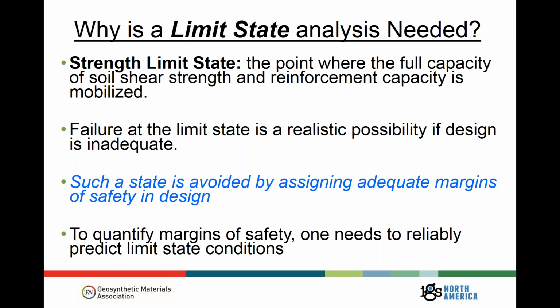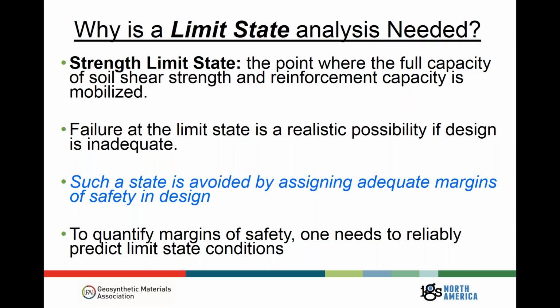Why do we need a limit state analysis? Let's talk about the strength limit state. That strength limit state is one piece of design of geosynthetic reinforced soil structures, and basically it represents the point where the full capacity of the soil shear strength and the reinforcements too is mobilized. So it's on the cusp of failure. A butterfly lands on this structure and it collapses. So failure at the limit state is a realistic possibility if design is poor. Often there are issues with design that relate to construction, poor drainage. We've all seen pictures of failed MSE walls, and we know that limit state failures do happen.